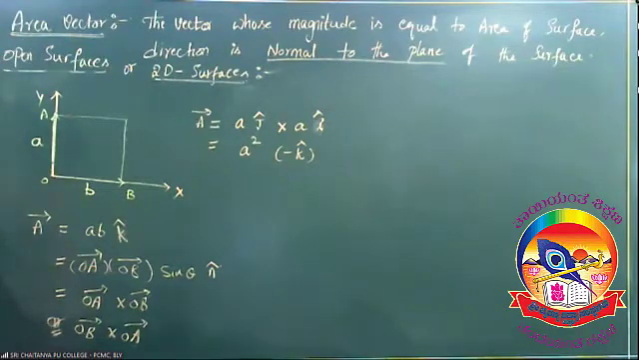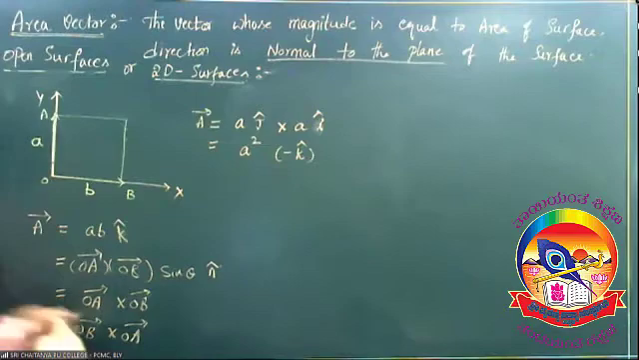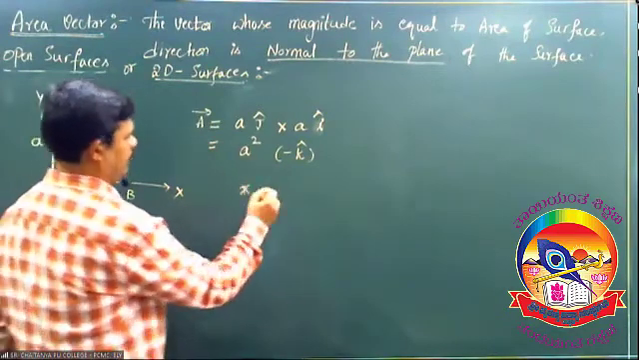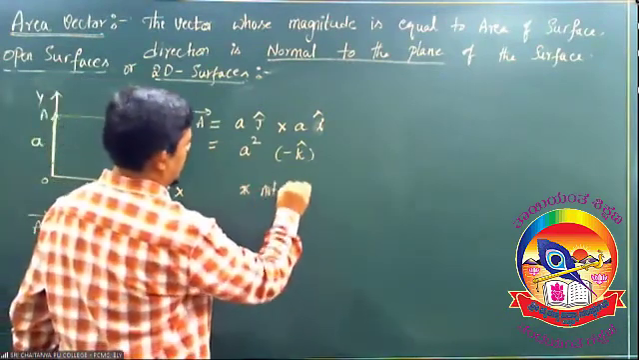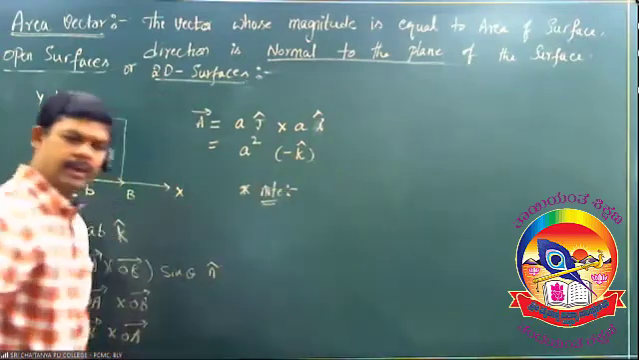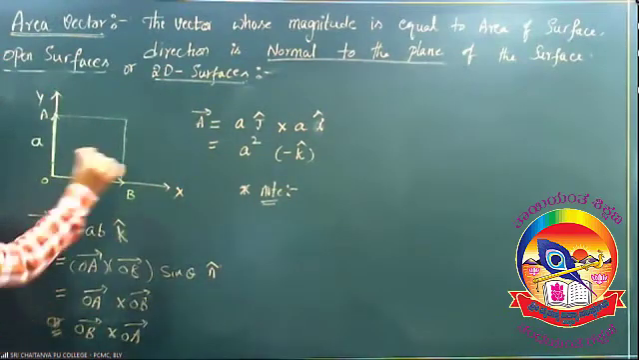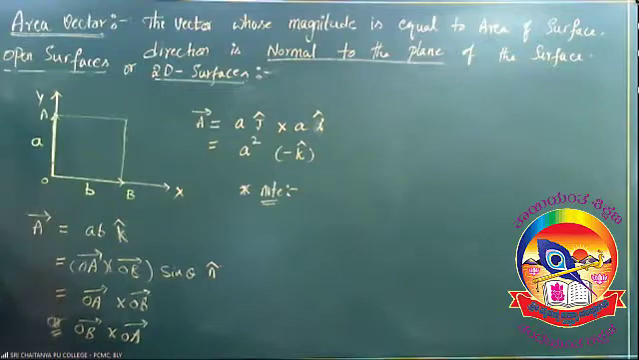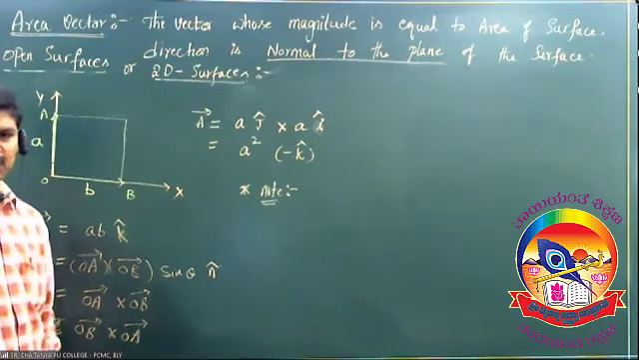Next, for closed surfaces, what is the area vector? How to consider the area vector? Closed surfaces means what? We'll see. One note point to remember is that we use this area vector concept in the calculation of flux. It comes tomorrow.